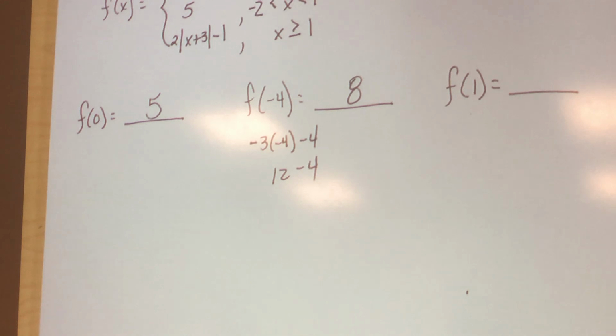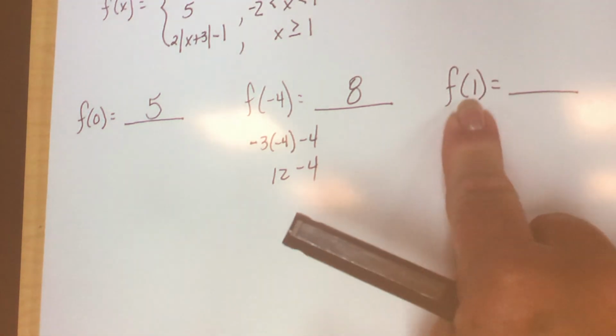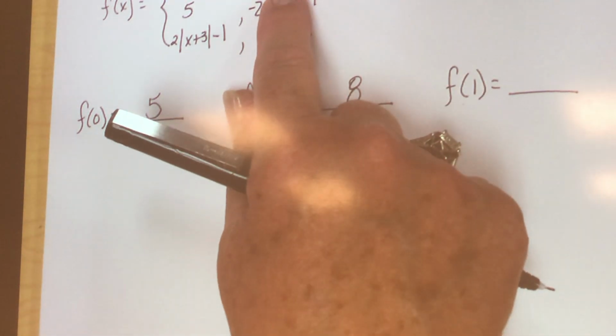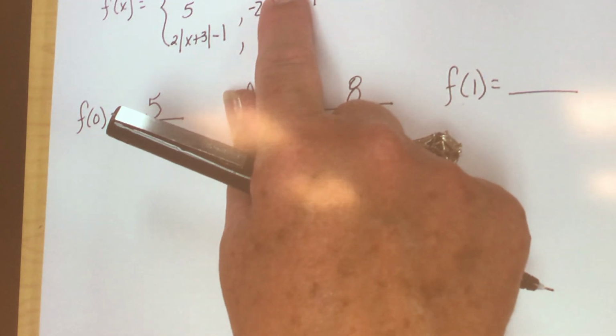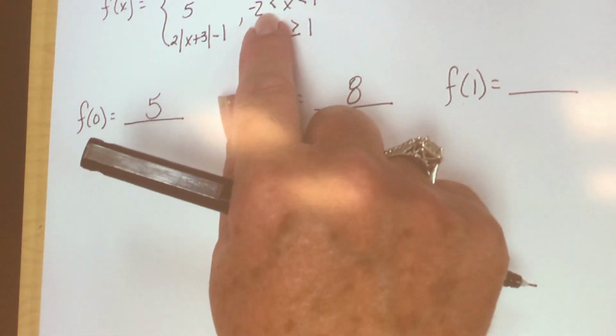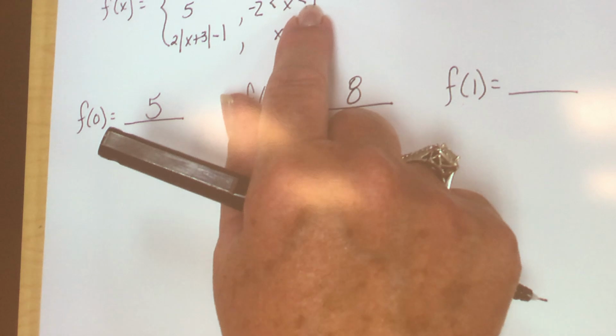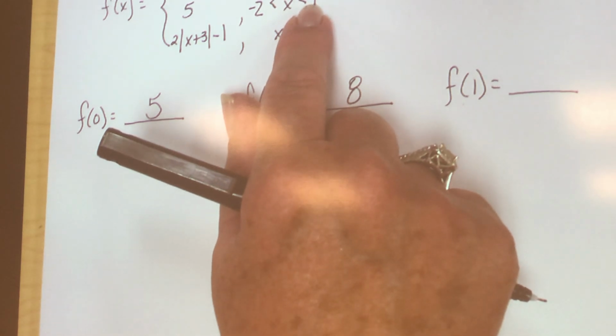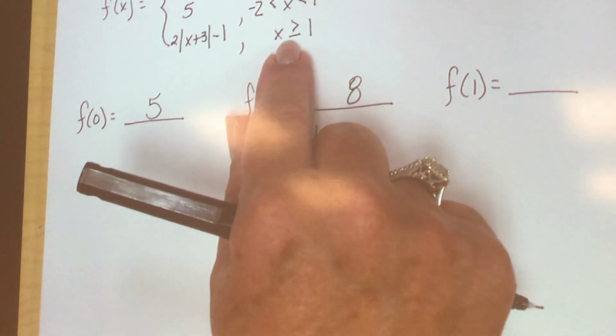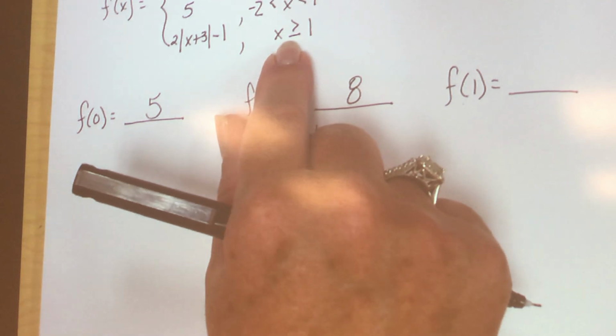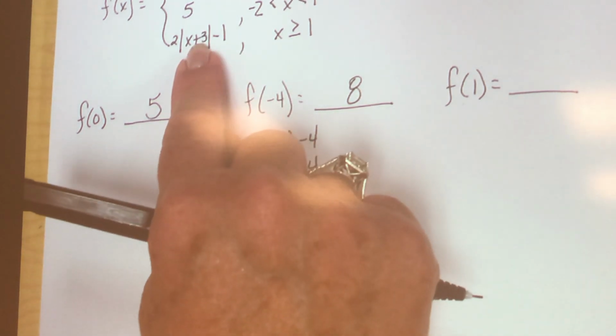Yeah, I got it. Okay, so 1. Y'all, you gotta figure out where he is. Is 1 less than or equal to -2? No. Is he between -2 and 1? No. He's close, right? But he isn't there. Is he greater than or equal to 1? He's equal to 1. So he's this guy right here.